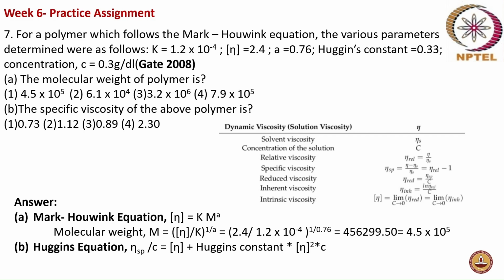Ma'am, is eta SP the specific viscosity? Yes, eta SP is the specific viscosity, which is related to the polymer viscosity and solvent viscosity like this: eta minus eta S by eta S, where eta S is your solvent viscosity and eta is your polymer viscosity.